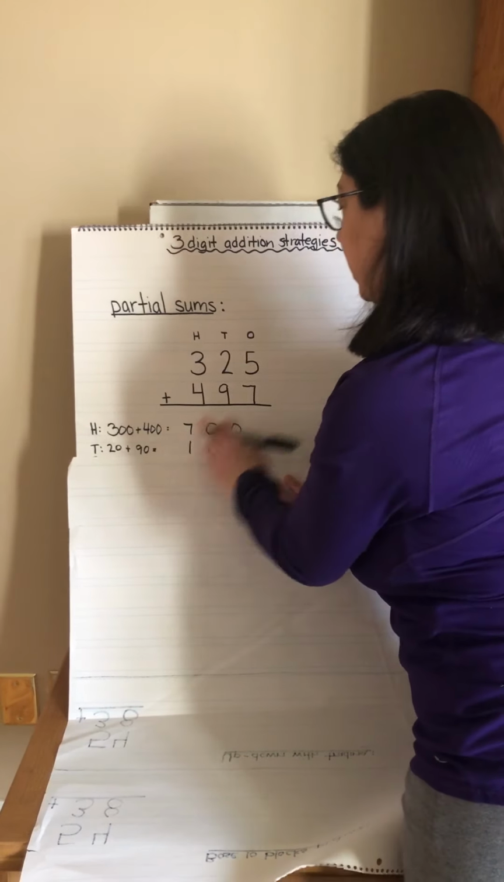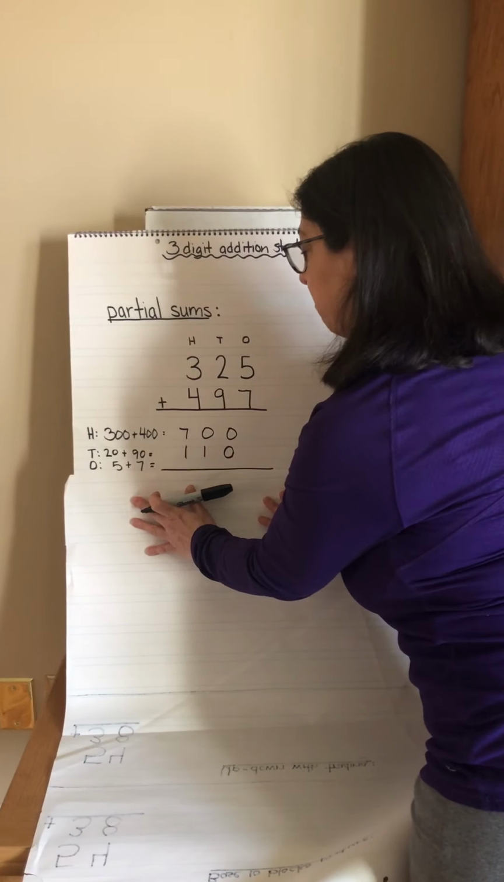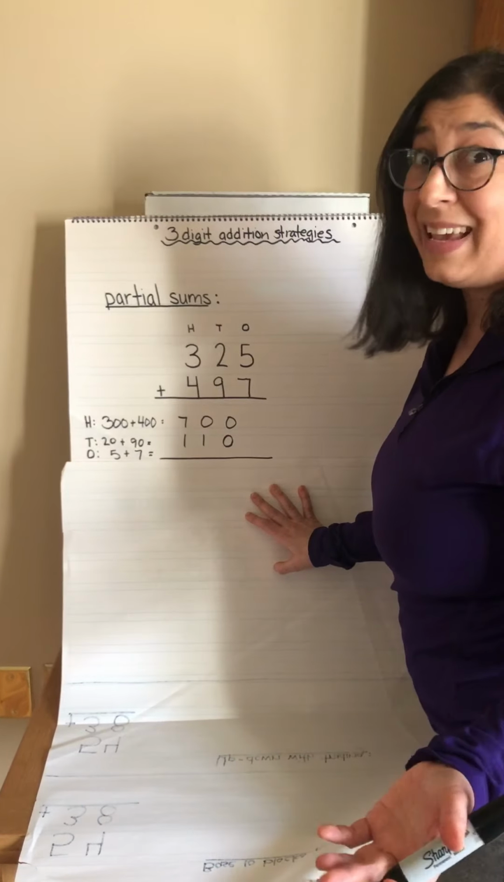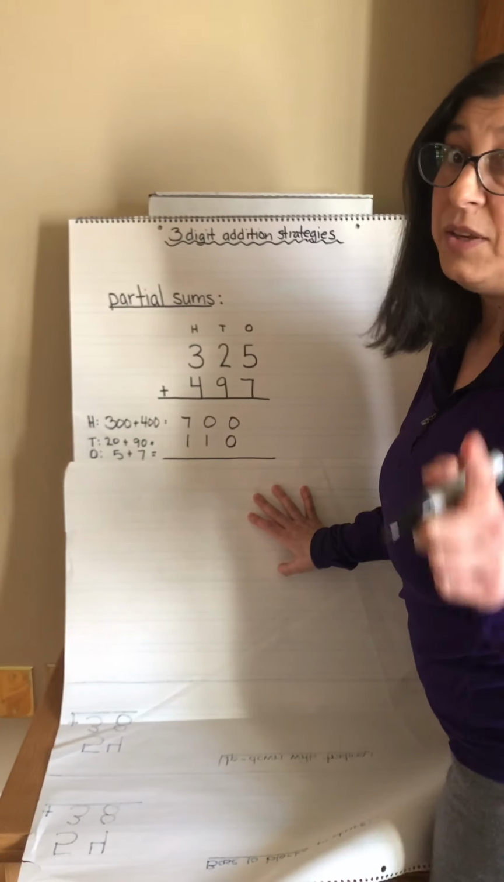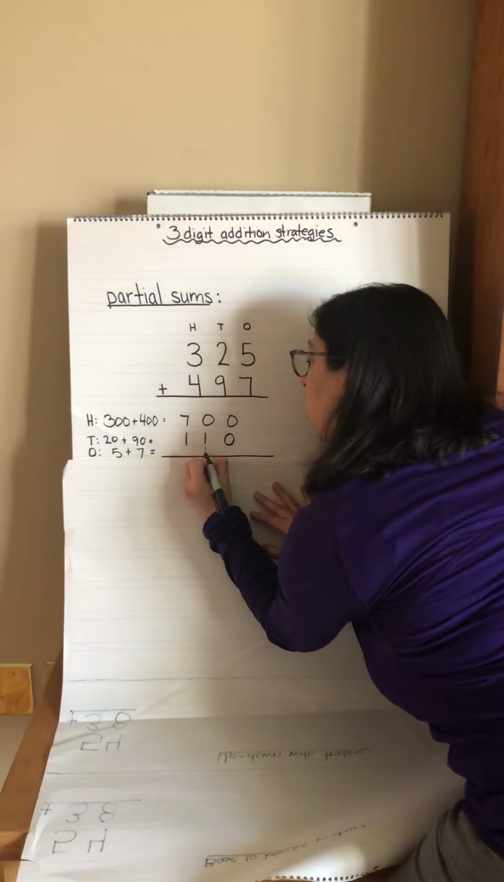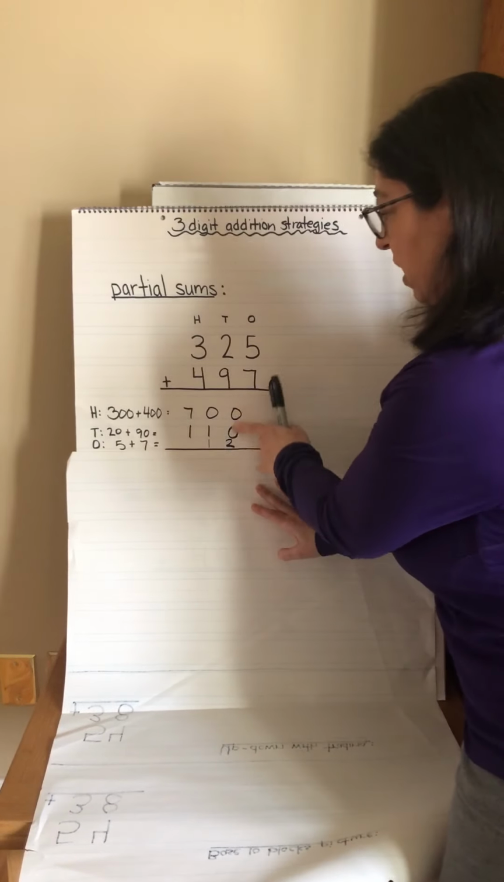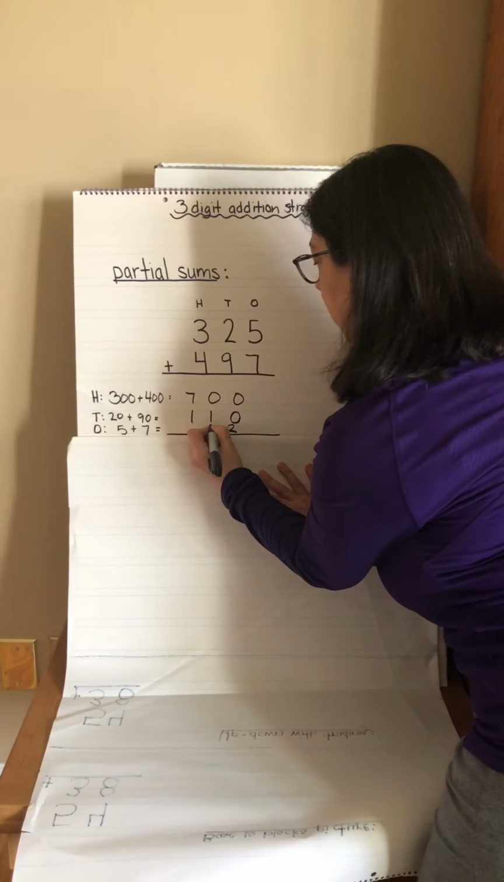My last step is to add my ones. So I'm going to add 5 plus 7. Well, that equals, you got it, 12. So I'm going to put my 1 in my tens place and my 2 in the ones place. So they're lined up to make the number 12.